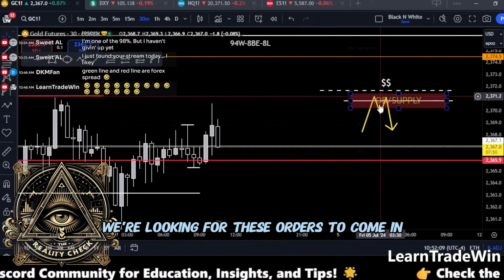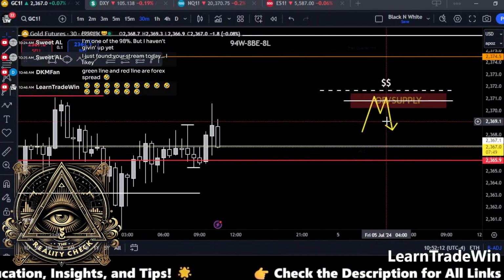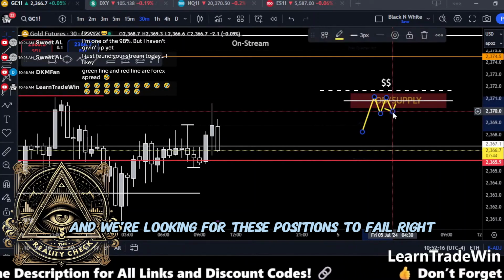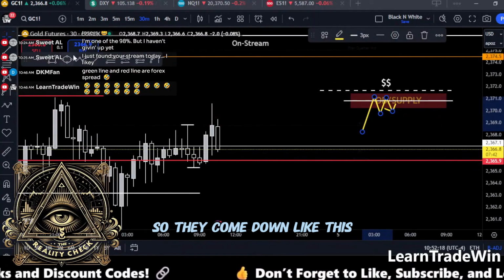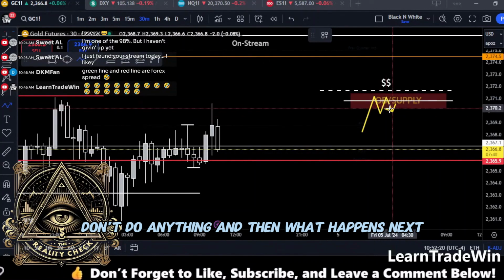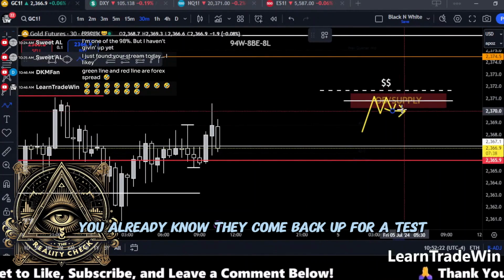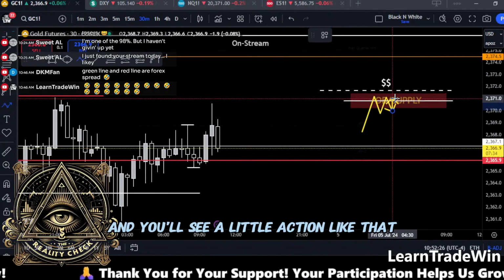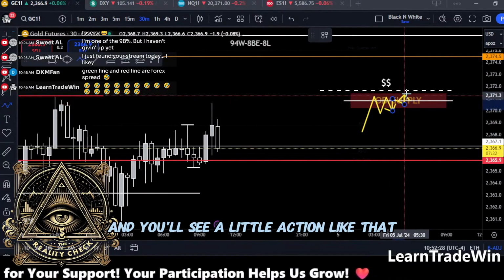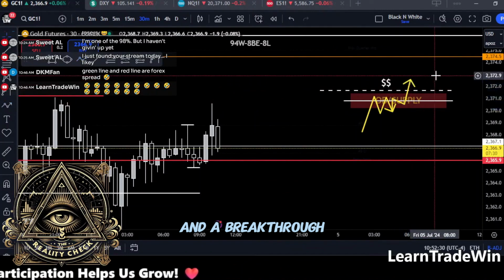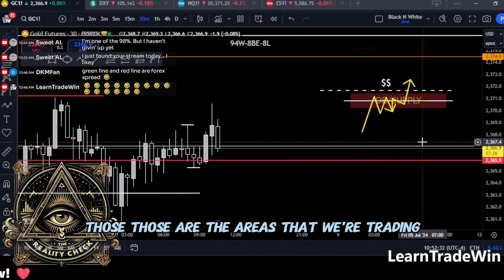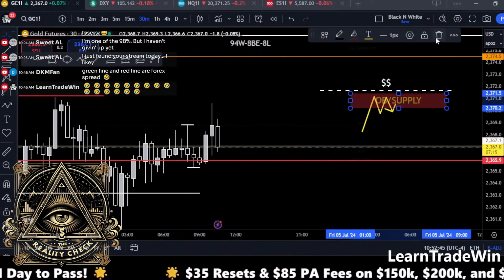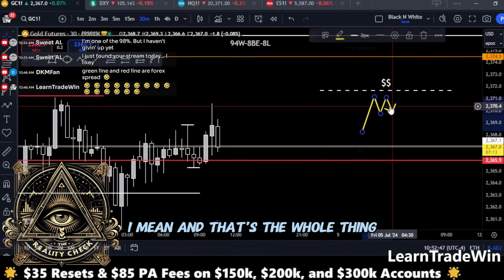We're looking for these orders to come in, and we're looking for these positions to fail, right? So they come down like this, don't do anything, and then what happens next, you already know. They come back up for a test, and you'll see a little action like that and a breakthrough. And those are the areas that we're trading. Hopefully that makes sense.